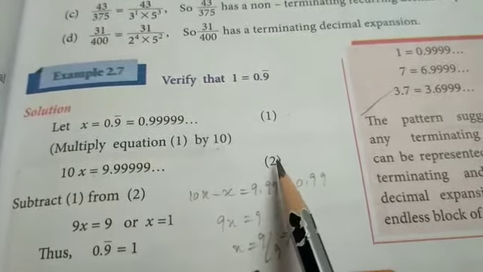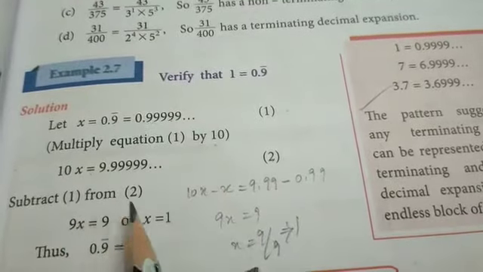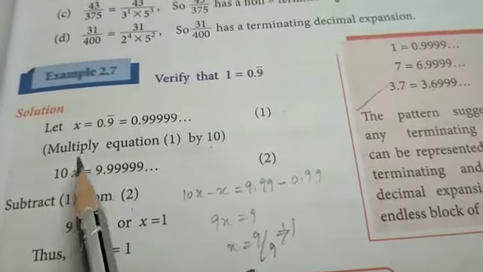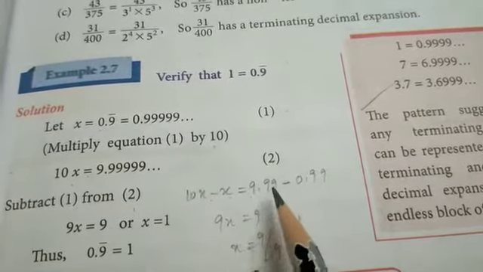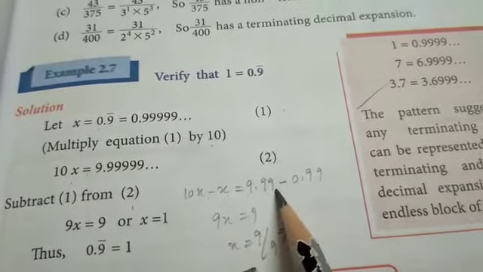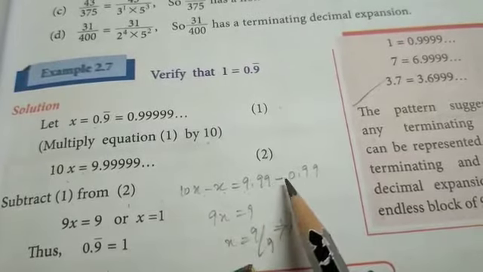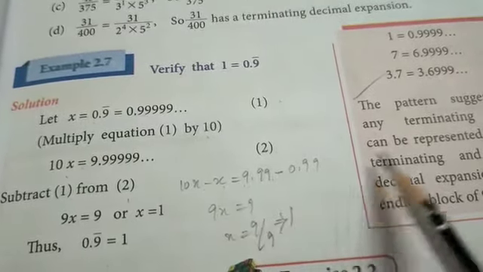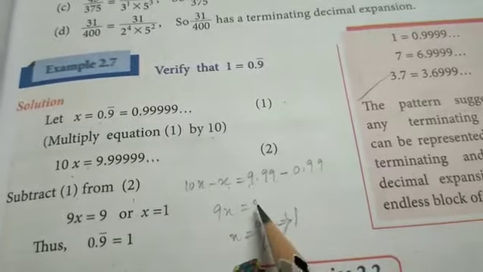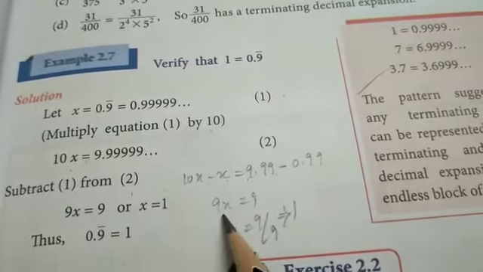Then you have to subtract equation 1 from 2, that is 10x minus x. 10x minus x equal to 9.99..., as many nines as you like, then minus 0.999..., that's equal to, all the decimal 9s will be cancelled, so 9 minus 0 is 9, and then 10x minus x is 9x.